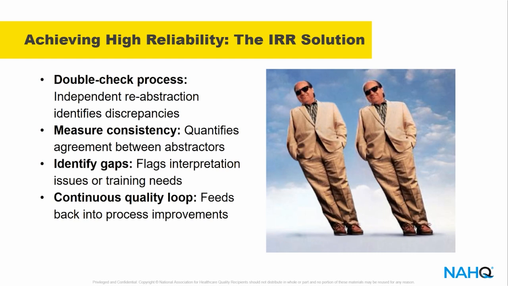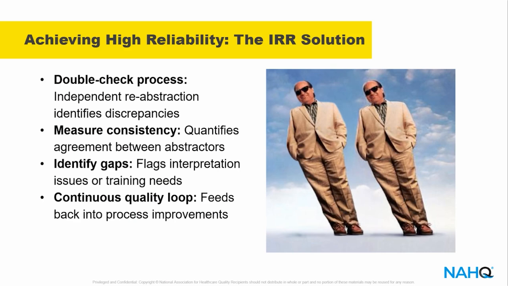So I want to talk about how we move from variability to reliability. And in part, that answer can be through a robust inter-rater reliability program. At its core, IRR is a second independent review of a sample of cases. It's a built-in double check that raises the confidence in every data point. IRR also lets us measure alignment instead of having to guess. Metrics like DEAR and CAAR put hard numbers to how often our abstractors are in sync.